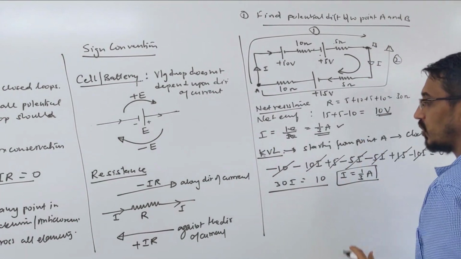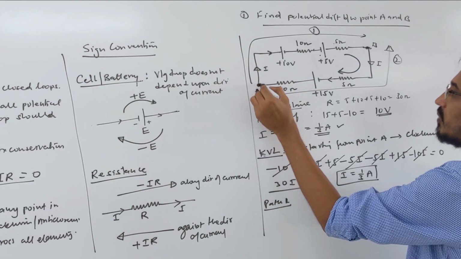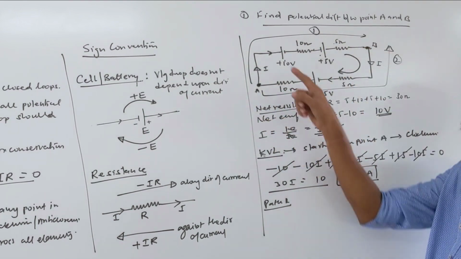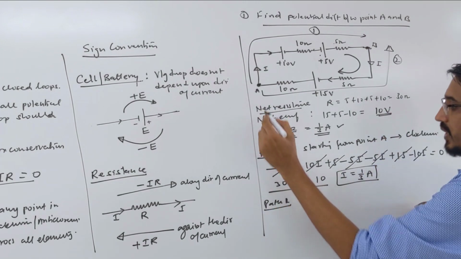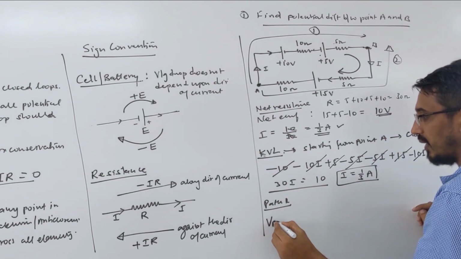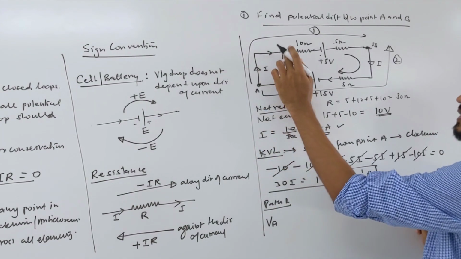Okay, let's check both paths. Suppose you follow path 1, you start from this point and go toward point B by the top path, this branch, you should get the same answer. Let's check. So starting from point A, how do you write? You write VA. Suppose potential at point A is VA. Okay, then you got this battery.